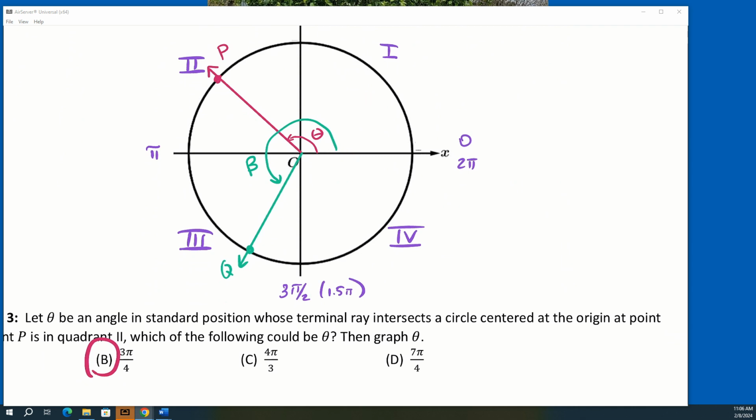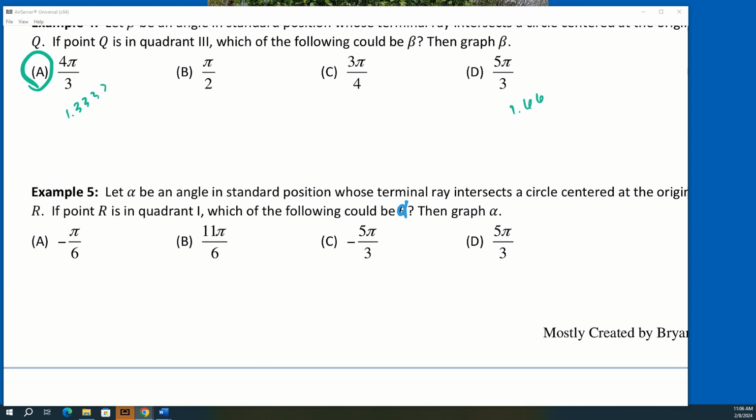Definitely not. Now, if you have a negative angle and you want to know what the positive version is, all you have to do is add 2 pi to it. So if I took negative pi over 6 and I added 2 pi, which is 12 pi over 6, that's going to be 11 pi over 6, which is not the answer. Those are going to be coterminal angles, and they're both in quadrant 4. So I know it's not those.